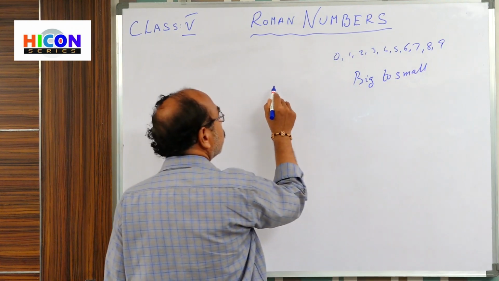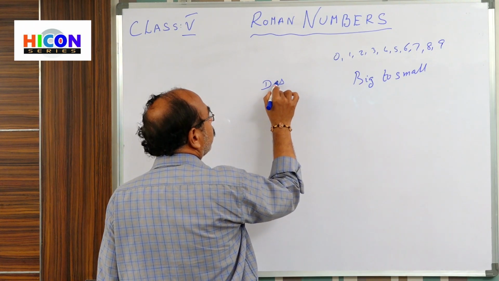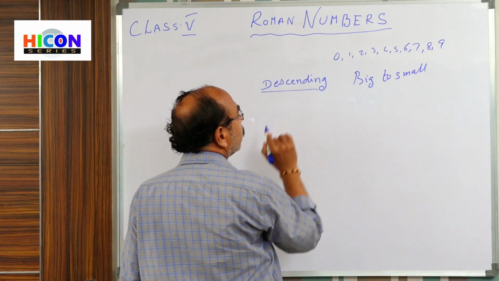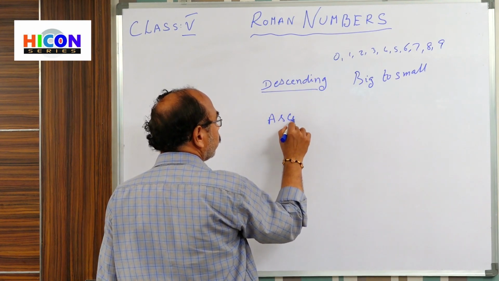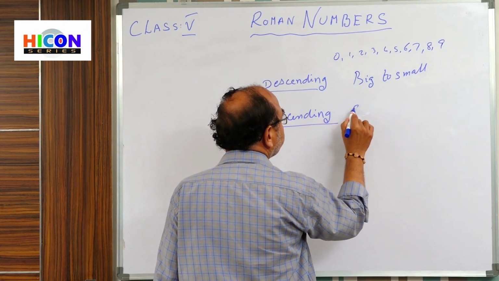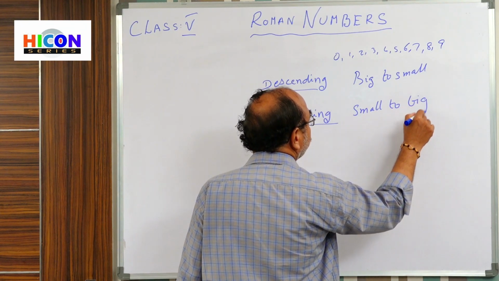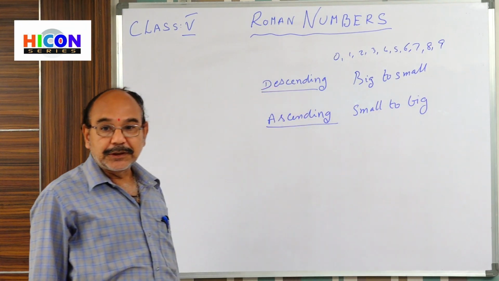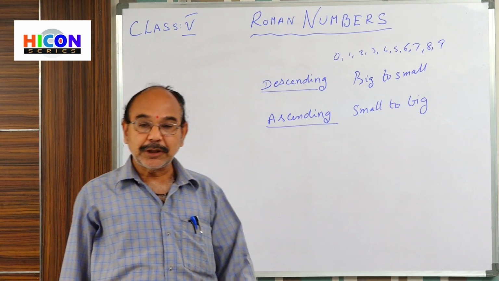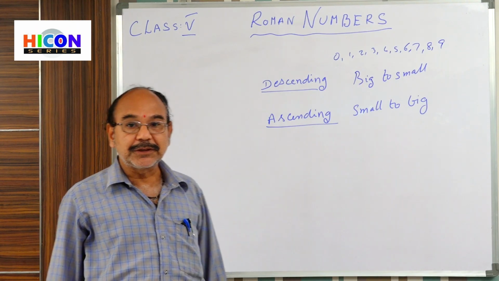Big to small. This is the descending order. Ascending order means small to big. So like this, we write the numbers in ascending order and descending order. About that also you have already studied. We are just revising the previous topic.